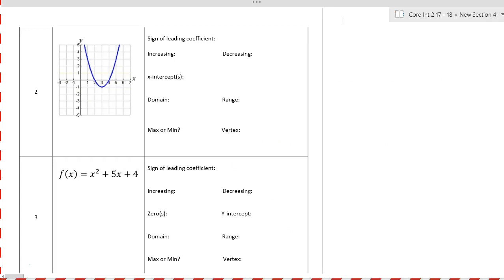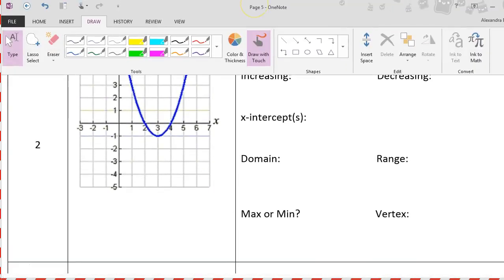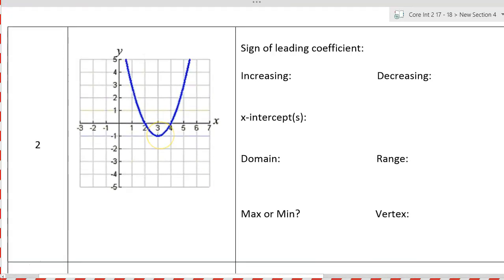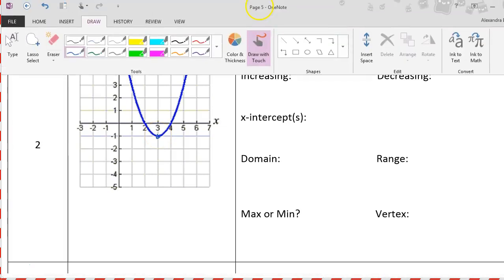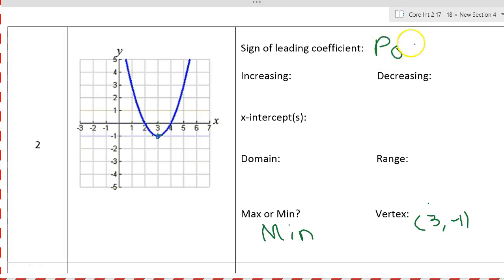Let's look at our next graph. Starting with our vertex. Remember, our vertex is the highest or lowest point. It is over 1, 2, 3, down 1. Our vertex is at 3, negative 1. Is that a max or a min? It's the lowest point. It's a min. And then is it opening up, the sign of the leading coefficient? It looks like a smile, so it's positive.